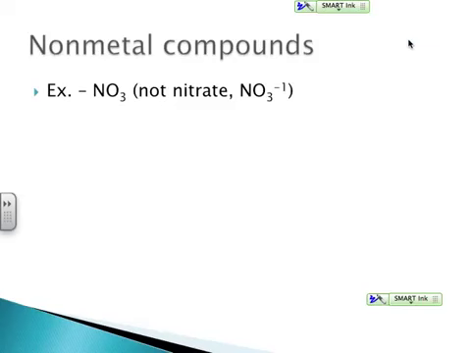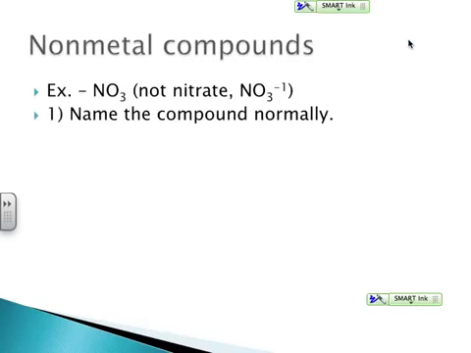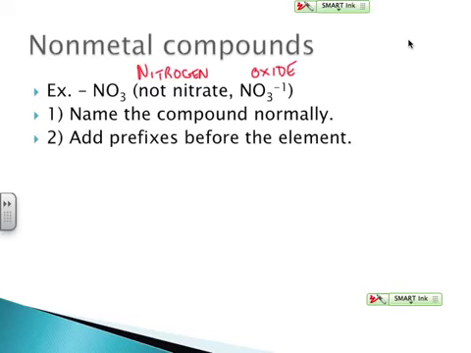All right, so what you want to do is whenever you're naming this, you always just name the element. So to name the compound normally, you would call this, let's see, do it up here, nitrogen. And then oxygen coming next, so nitrogen oxide. Okay, now you need to add prefixes. Well, there's 1 nitrogen, so it looks like you would call it mononitrogen. And then 3 oxygens would be trioxide.